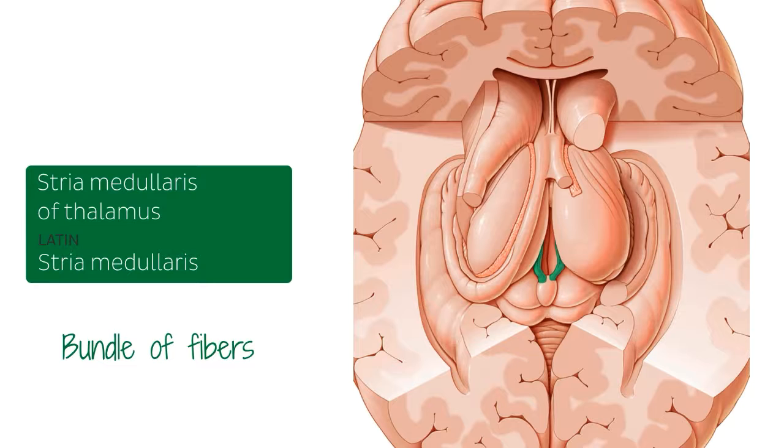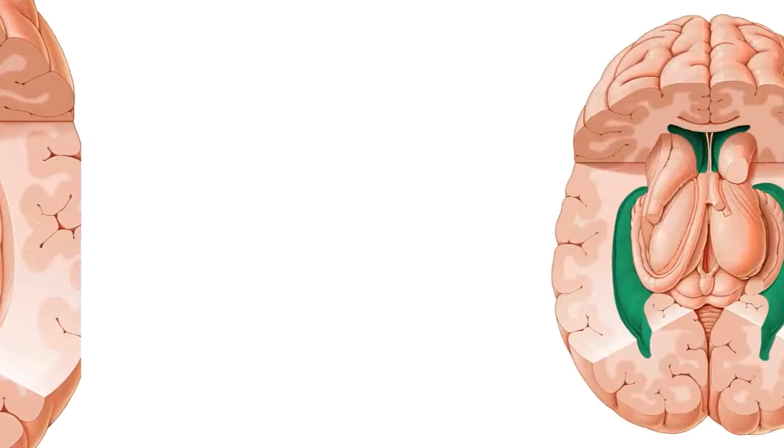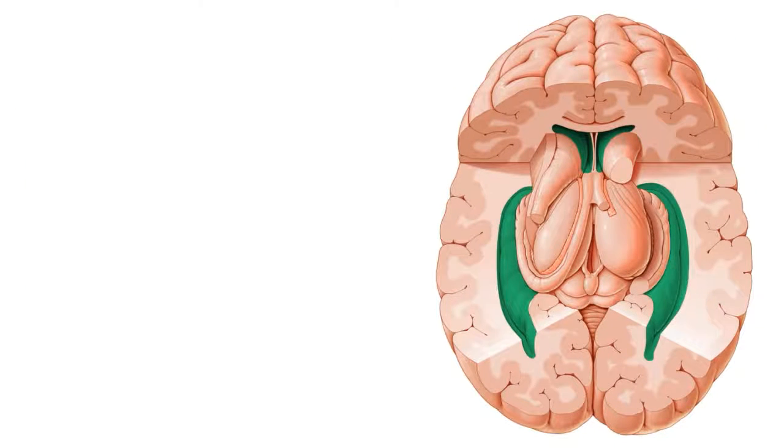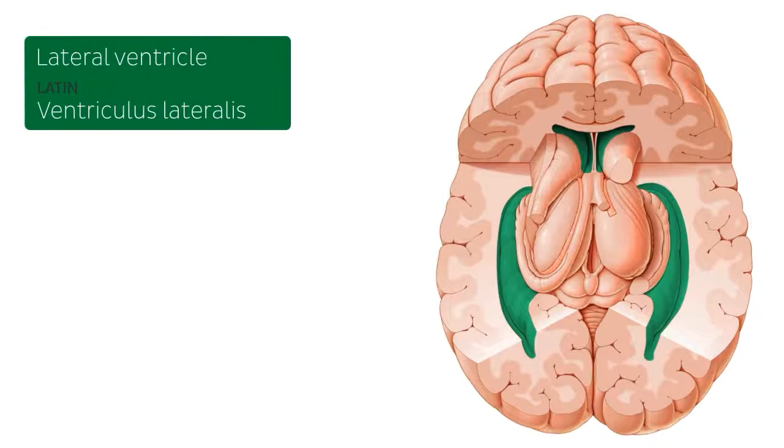So far, we have seen the structures that make up parts of the thalamus and that are visible from this perspective. In the next slides, we will be looking at some of the surrounding structures, starting with this one that you see now highlighted in green. This is the lateral ventricle. So here we are going to be looking at these cavities that you see highlighted in green. They are the lateral ventricles.